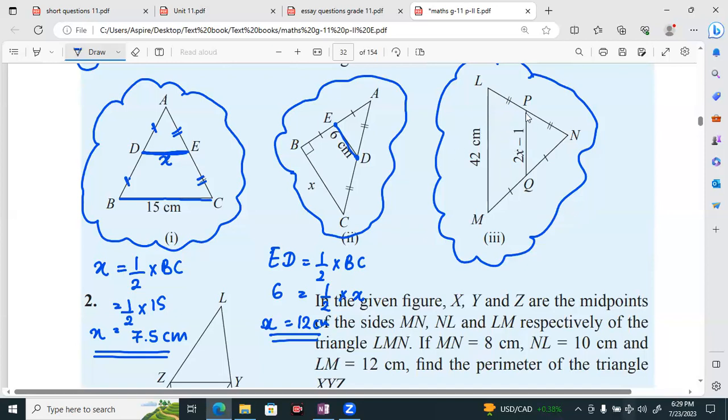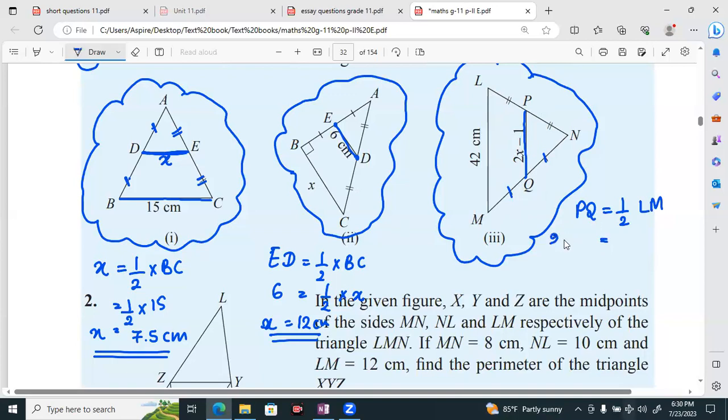Here also we can detect that PQ is the straight line segment which joins the midpoints of two sides of a triangle, because either side of Q is equal and either side of P is equal. Therefore, we can say that PQ is equal to half of the LM side by the midpoint theorem.